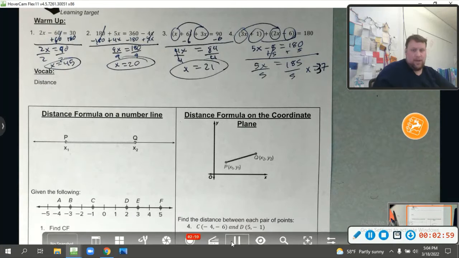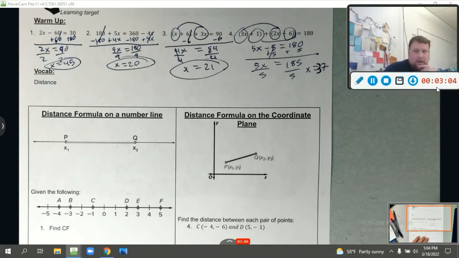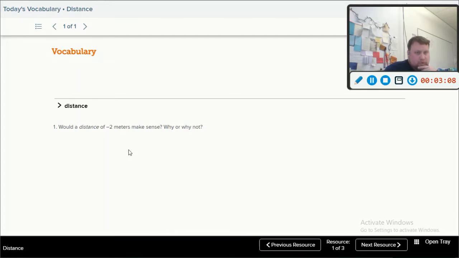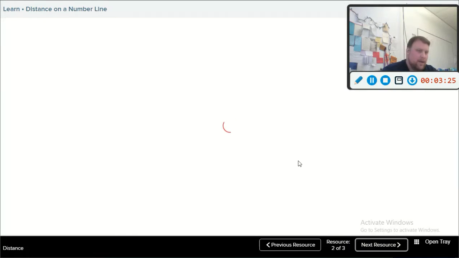Okay, let's go ahead and move things around here. Let's go to our vocab. Distance: the length of the line segment between 2 points. Easy on a number line, gets a little more challenging on a coordinate grid, but we'll talk about that. Pause this, write it down. We're moving on. We're going to talk about distance on a number line.